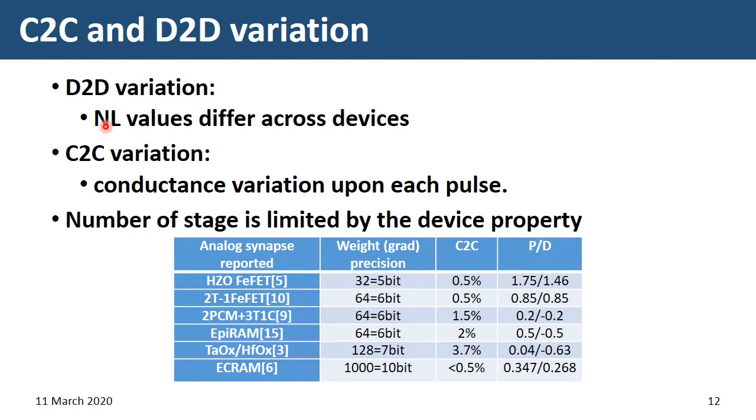And also we consider the device-to-device variations, cycle-to-cycle variations, and the number of states limited by the device properties. Here we consider different kinds of devices. They range in precision from 5 bits to even 10 bits. The cycle-to-cycle variation is typically 1 to 3%. And here is the nonlinearity factor with the asymmetry. Those are the typical data from the reported devices in the literature.